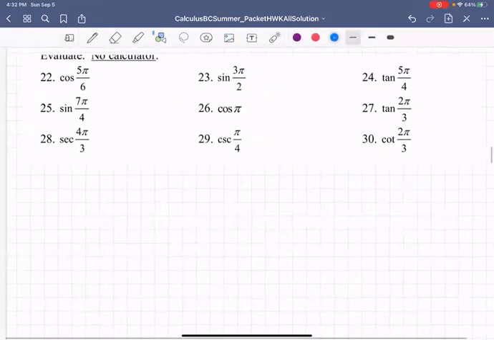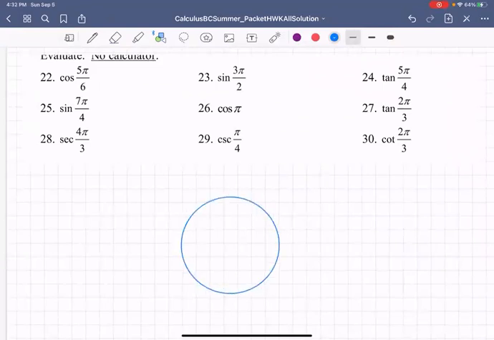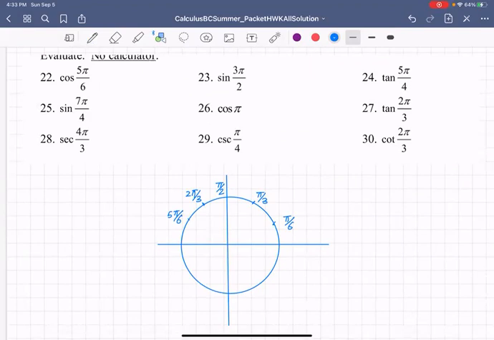Let's draw the unit circle here. Five pi over 6. We can say this guy here, this is pi over 6. Pi over 3. Pi over 2. 2 pi over 3. 5 pi over 6. So basically over here, like this, okay?